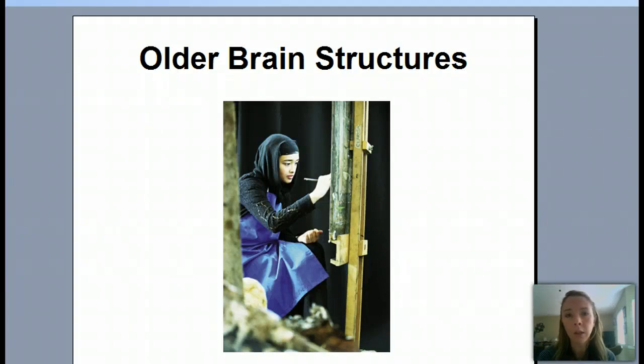I know that seems like a lot of information on the brain, but really it makes more sense to break your brain into 3 different parts. The first lecture is going to be on older brain structures, and we'll talk about why, but let's talk about what you need to have out for these notes.